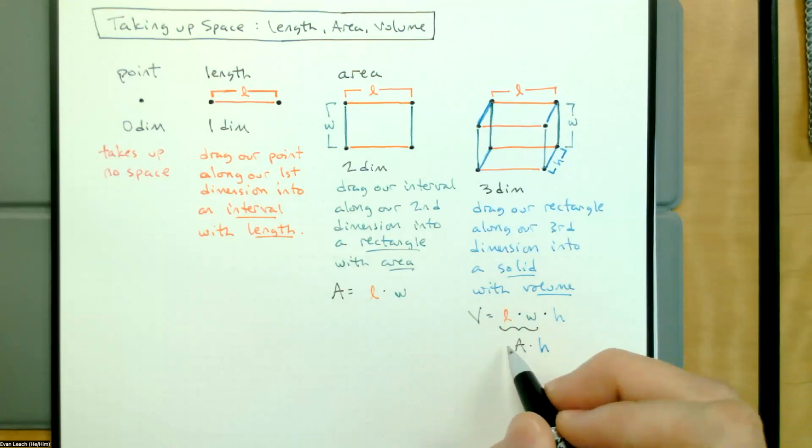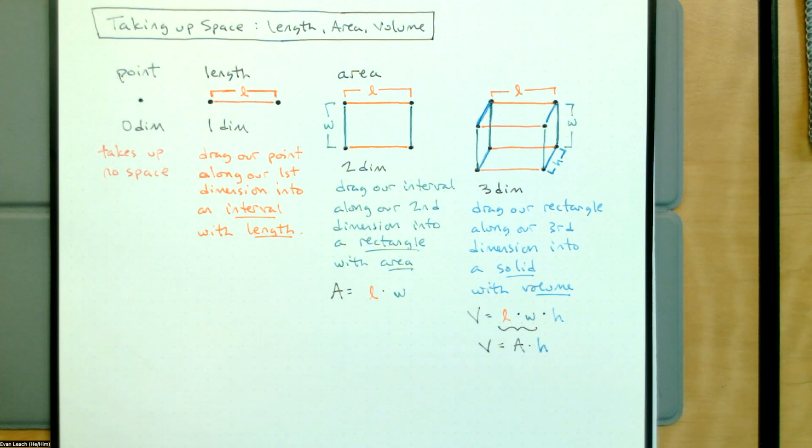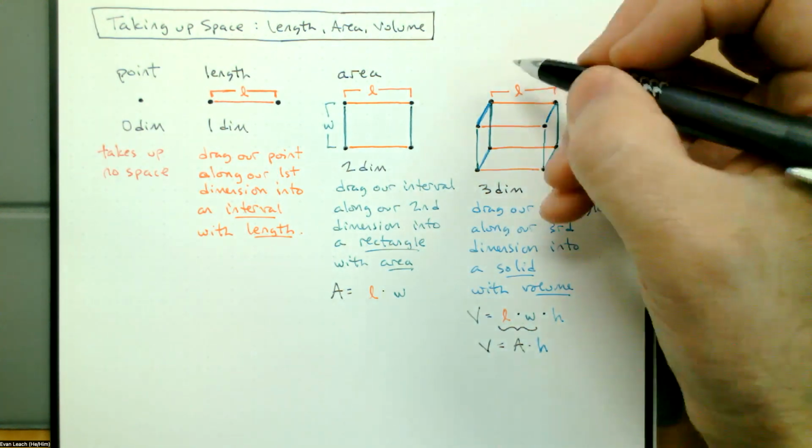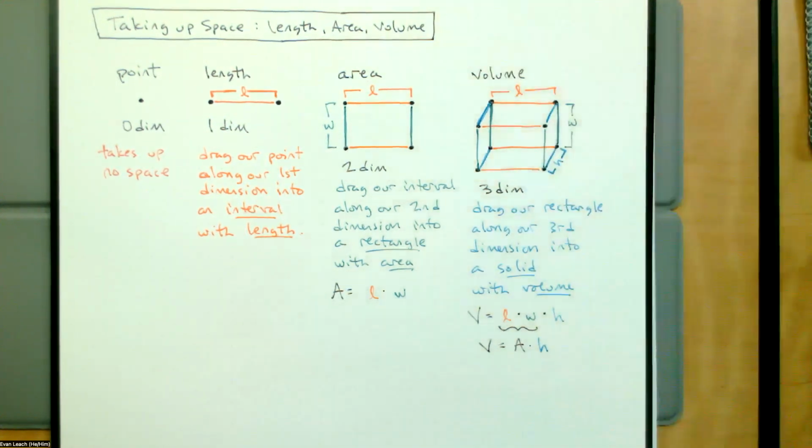So volume is length times width times height. It's the cross-sectional area multiplied by the height. And this is what we think of with volume. Started with a point taking up no space. We drag it along one dimension to get a length. We take that length and drag it through a second dimension to get an area. Take that area and drag it through a third dimension to create a volume. And this is just like what we mean by length, area, and volume.